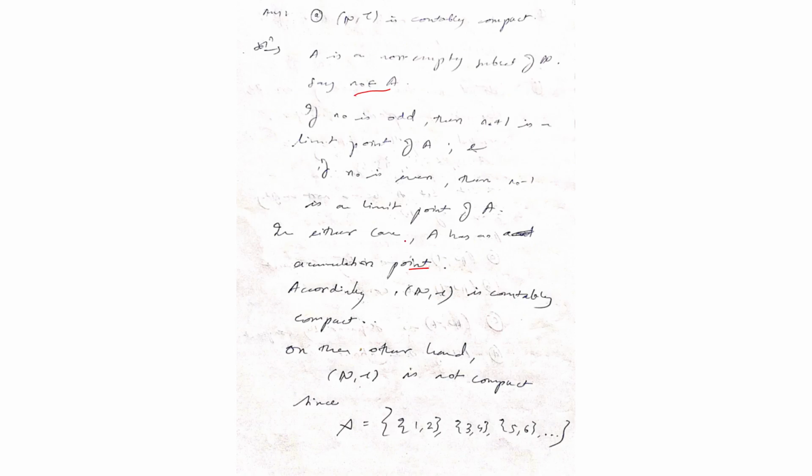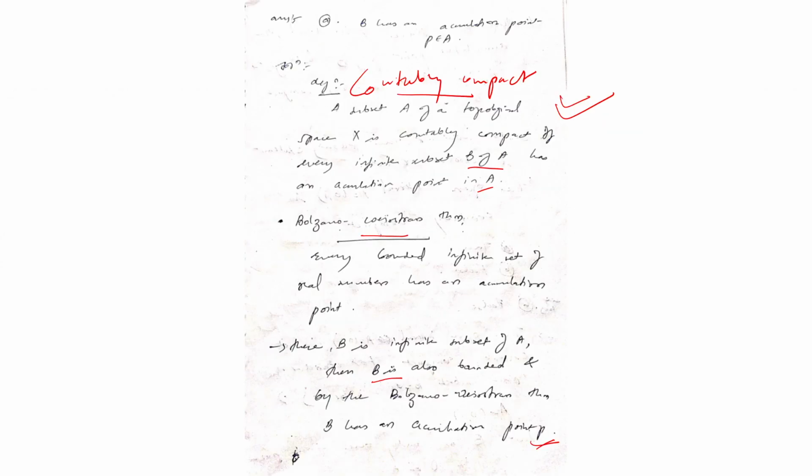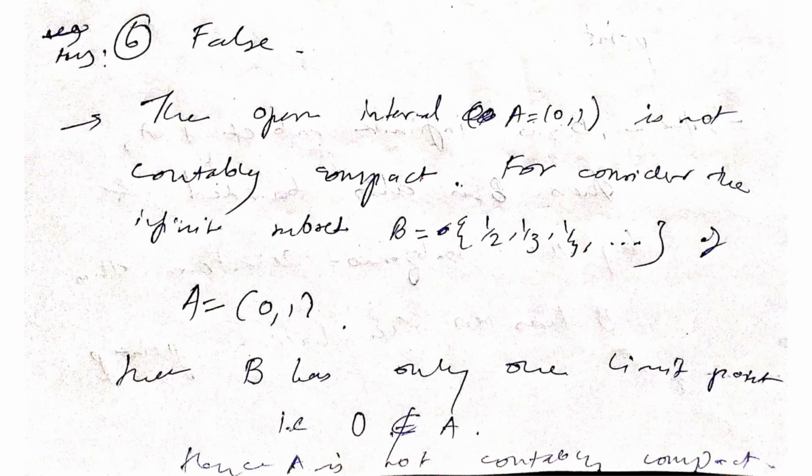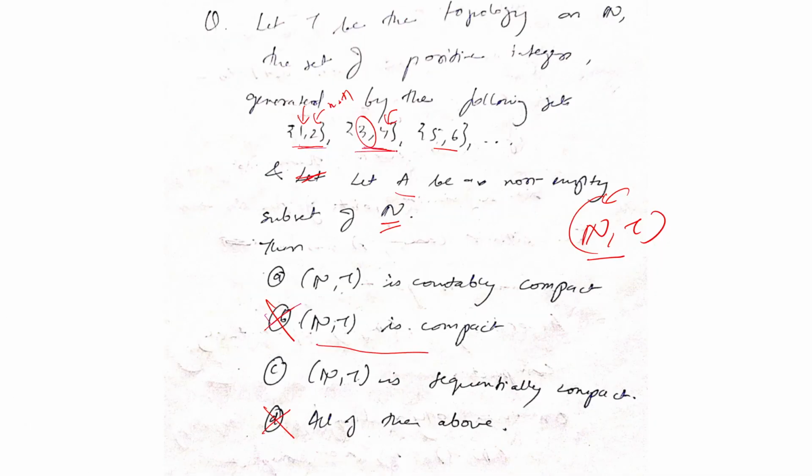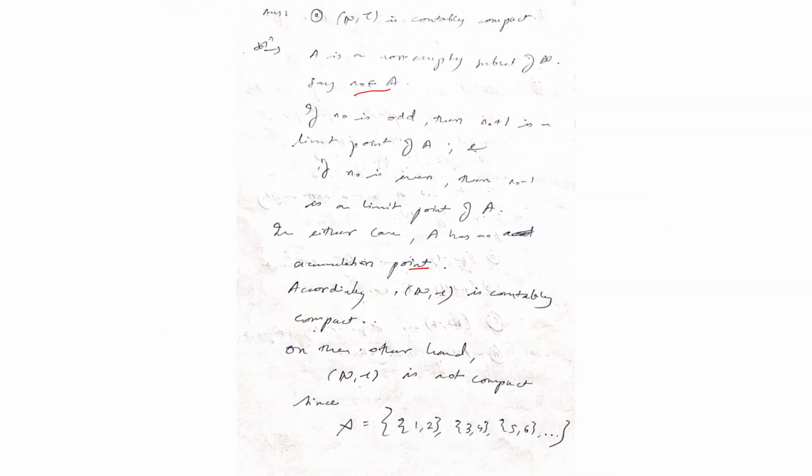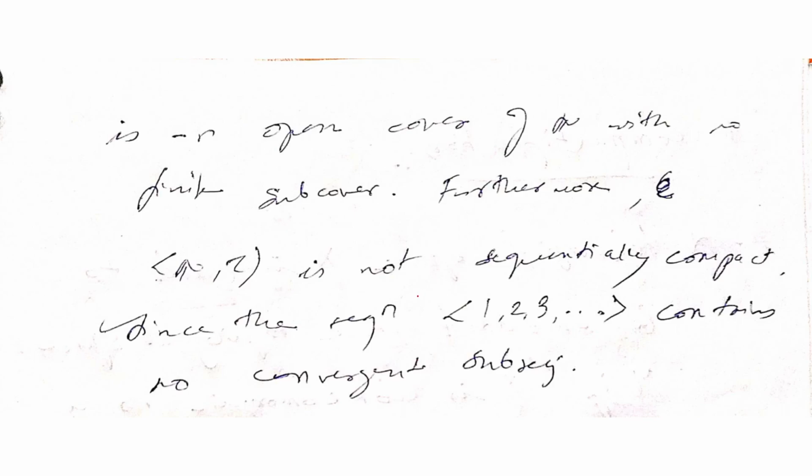And by the definition that we have discussed for countably compact, a subset of a topological space is countably compact if and only if every infinite subset B of A has an accumulation point. Whatever subset you take, you will always get an accumulation point. Hence N comma tau will be countably compact. On the other hand, this is not compact. Why? Because, as we showed, an open cover here does not have a finite subcover.